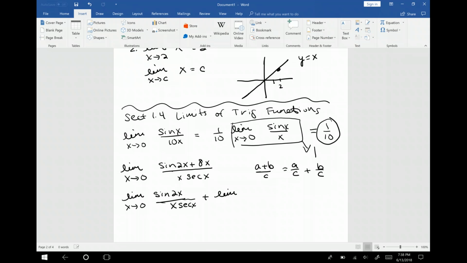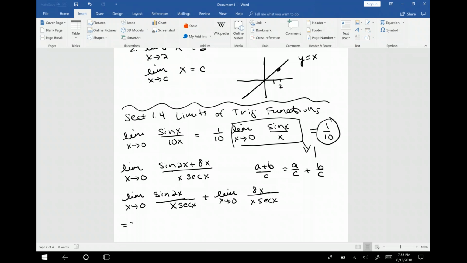Can you still hear me? I can. Okay. Yep. Can you hear me? Okay, yeah, I just got really quiet. 8x over x secant of x. All right, so just following that basic rule of division, it's like adding fractions in reverse.